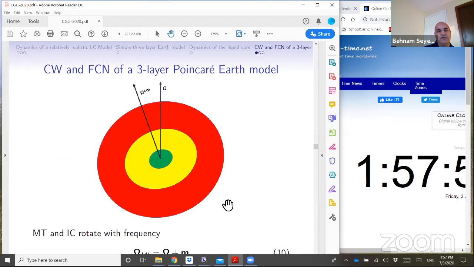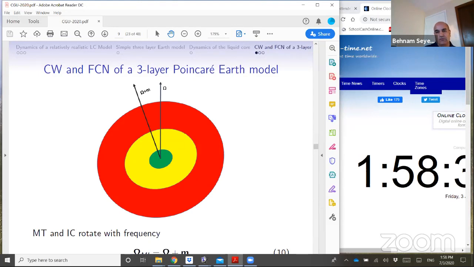So what we did was we looked at a special case. We attached inner core to mantle, so the two of them rotate at the same rate. They don't rotate independently. This is actually a good approximation, I believe, because if all of them rotate at uniform rotation, then this is an even more realistic model, where we let the mantle and inner core wobble at the same rate.